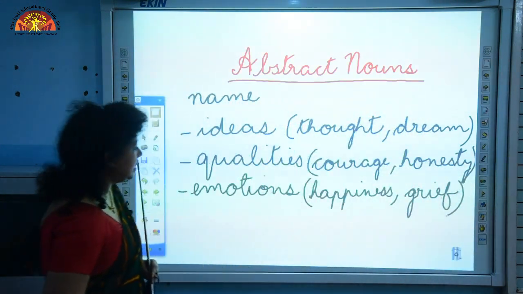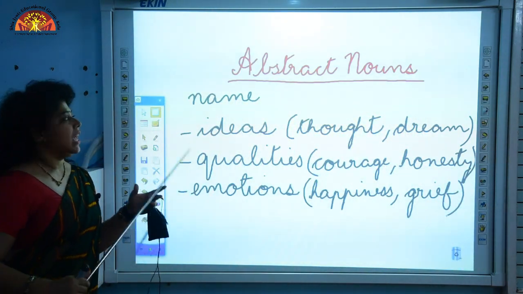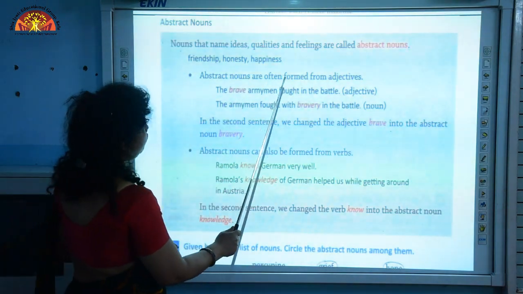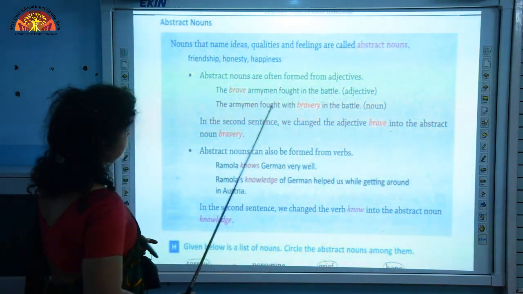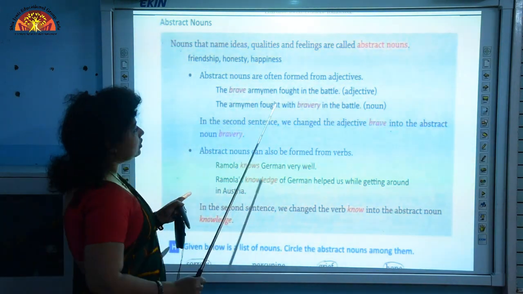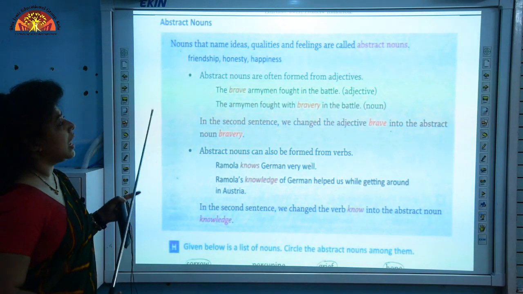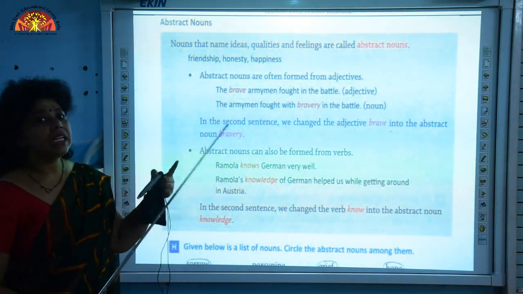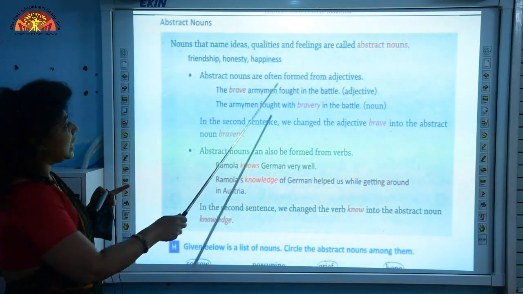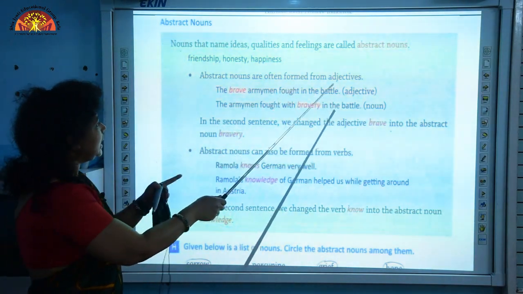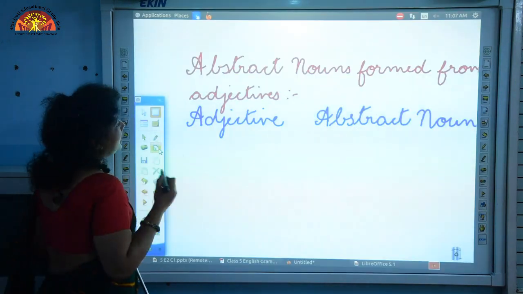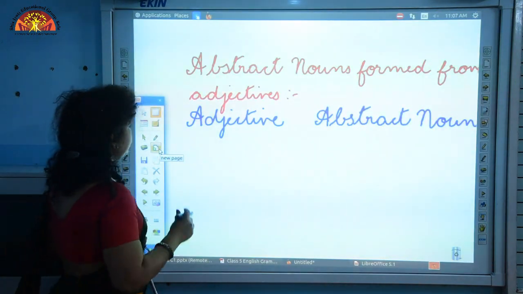Okay, happiness and grief, these are the examples of emotions. Abstract nouns are often formed from adjectives and they are also formed from verbs. So, abstract nouns are usually formed from adjectives like brave, kind, happy. These are some of the words that are adjectives, and from these adjectives you can form abstract nouns. Okay, let's take a look at some of the examples.